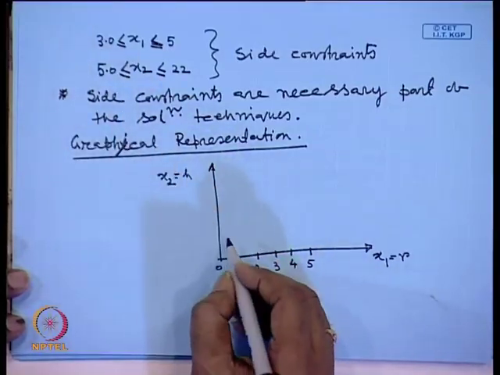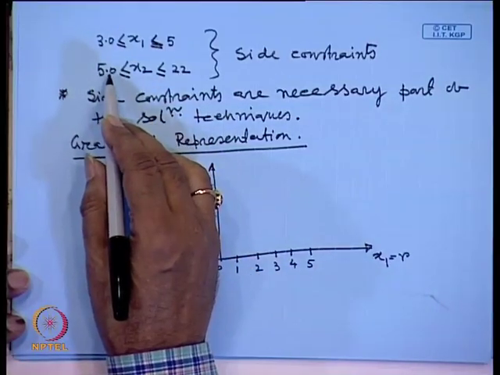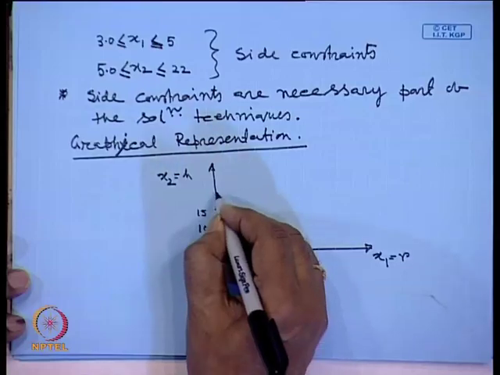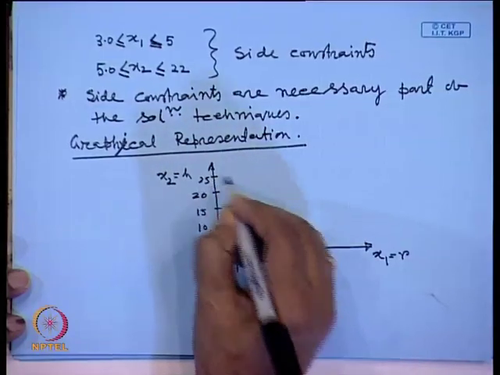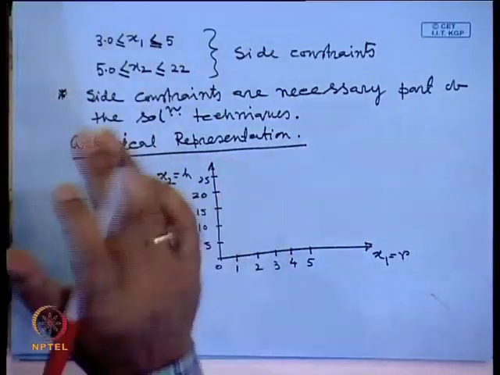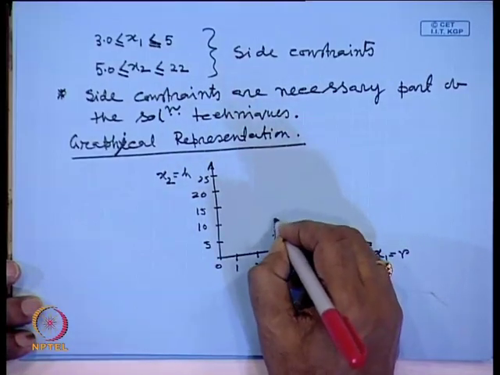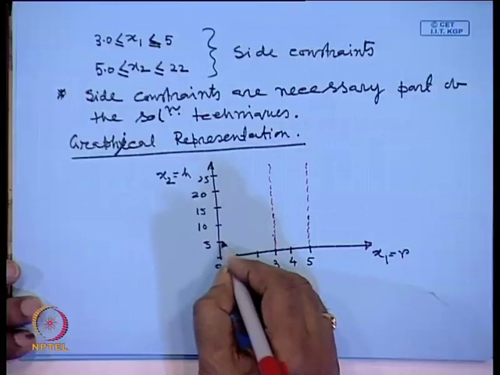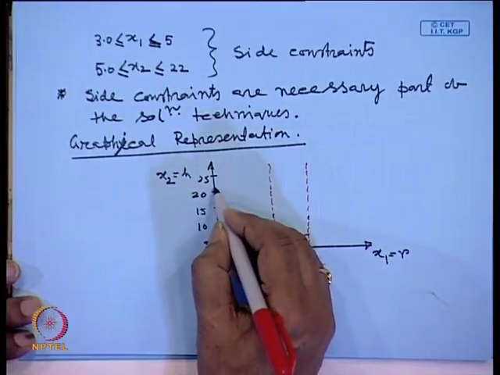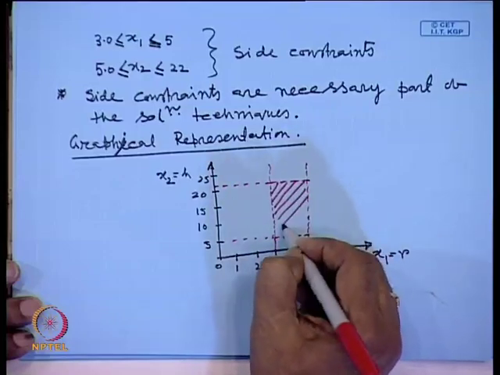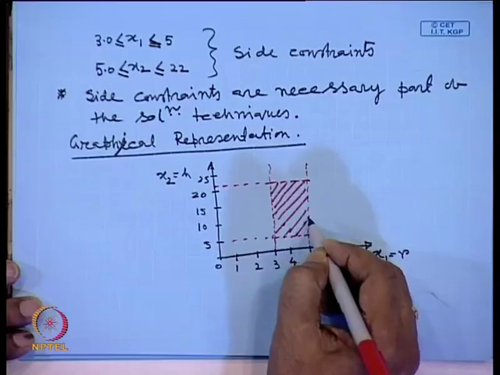Another is your height, which varies from a lower limit of 5 to an upper limit of 22. Let us call this 5, 10, 15, 20, and this is 25. Agree? So, with this side constraint I know where our design variables may lie. So, x1 varies from 3 to 5, and x2 varies from 5 to 22, somewhere here. So, this is our region where our design variables x1, x2 must lie to obtain the minimum fabrication cost.